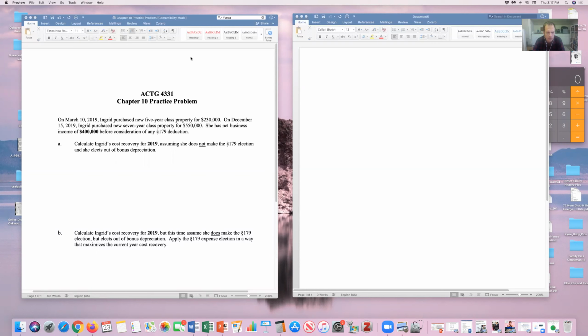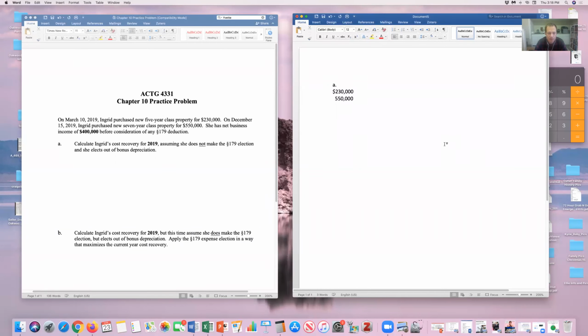All right, so part A asks us to calculate Ingrid's cost recovery, right, depreciation, anything else she can do to deduct the cost of the asset for 2019. This time we're going to assume she does not make the Section 179 election and that she elects out of bonus depreciation. So basically this one is going to let us practice just using the regular MACRS depreciation.